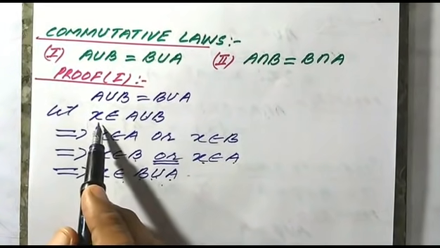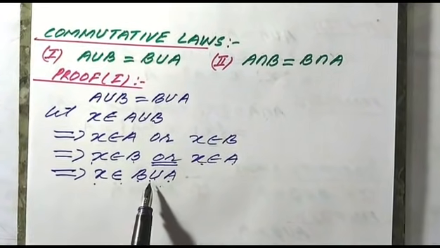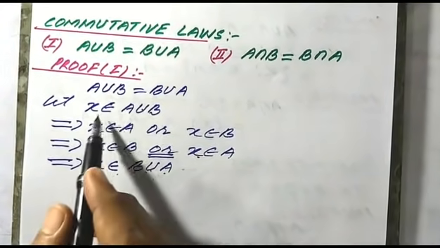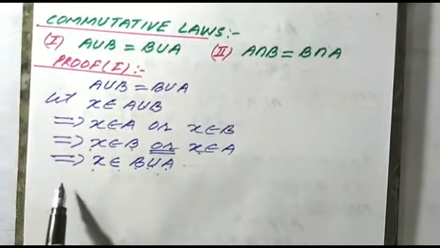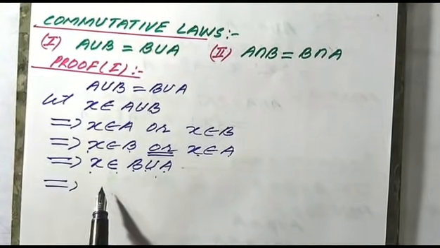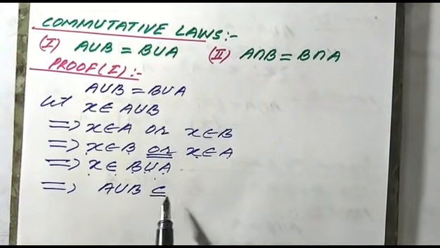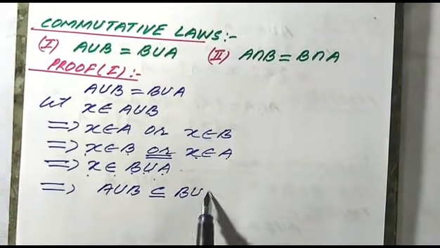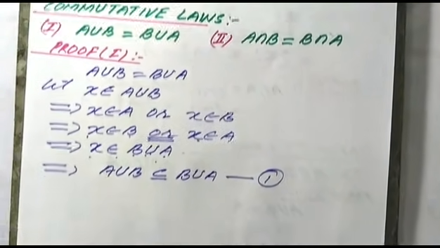So we have taken an arbitrary element x belonging to A union B, and we have proved that x belongs to B union A. That is, if x belongs to A union B, it must also belong to B union A. So from this we infer that A union B is a subset of B union A. Let it be equation number 1.